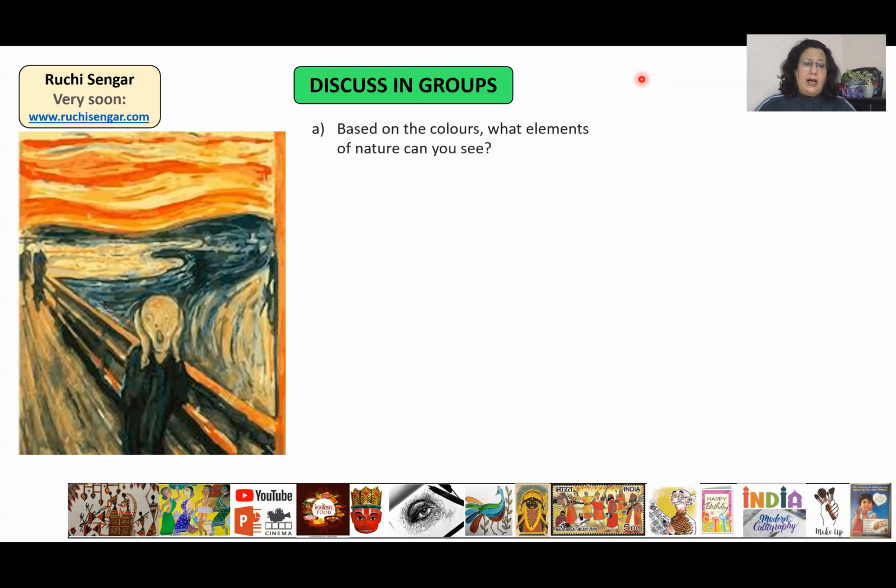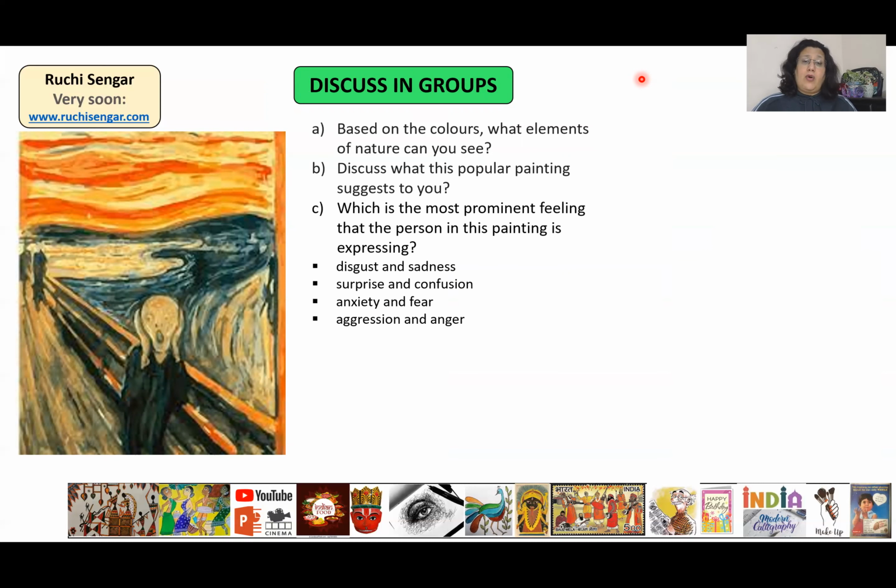It's a very, show them something like this and start asking them questions like this. Based on the colors, what elements of nature can you see? Discuss what this popular painting suggests to you. Okay, which is the most prominent feeling that the person in this painting is expressing? Okay, this, or this. I'm sure they'll come to anxiety and fear, right? What about the painting makes you say so? So why this choice? You're making them talk to you.